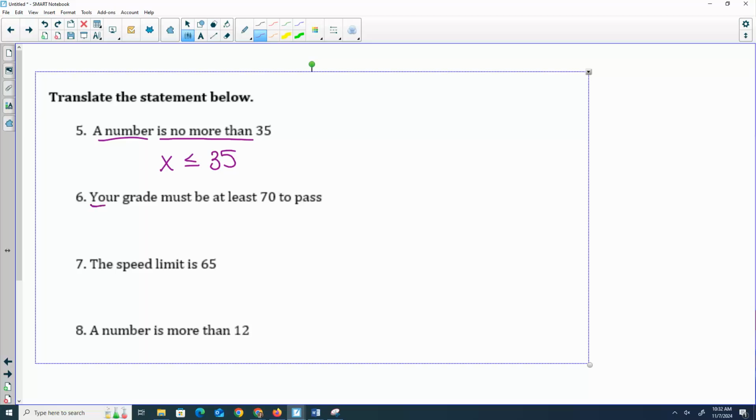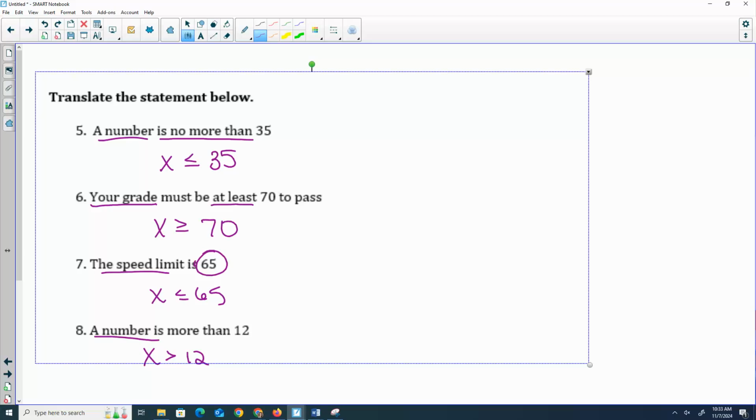Your grade, what are we going to put for our grade? X must be at least, what does at least mean? Greater than or equal to 7. Okay, the speed limit, so our speed, if the speed limit is 65, what can we do? A number, so a number is x, is more than 12. So x is greater than 12. Did you guys get all of those?